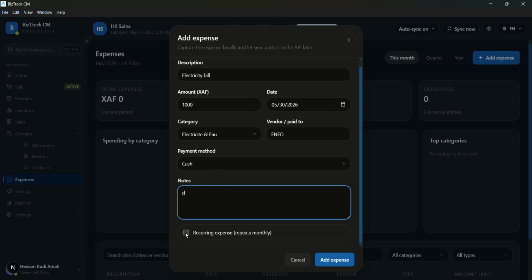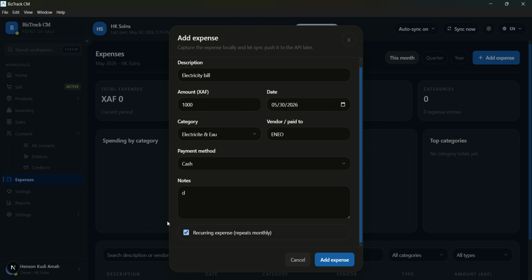And then if this is a recurring expense, recurring expense means you are constantly paying this. It's a common expense in the business. For example, electricity and water bill, we will always pay this by the end of every month. Worker salary, we would always pay salaries at the end of every month. So these are recurring expenses.